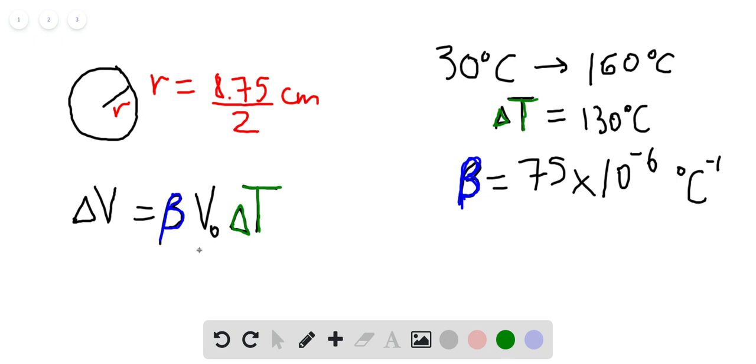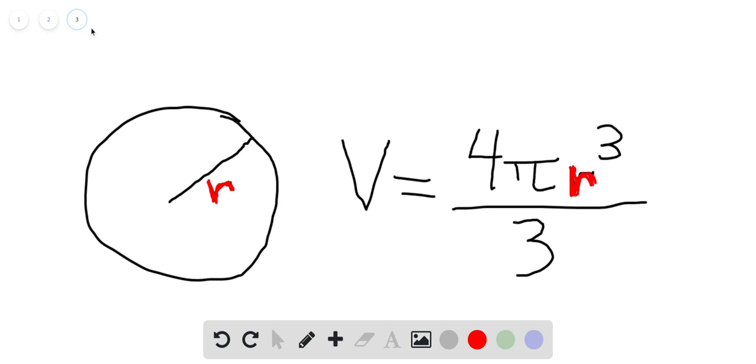Now what we need to find is V0, the original volume of the aluminum sphere. And the only thing they give us is the diameter. But here I've drawn the sphere, and instead of using the diameter, we will be using the radius. The radius is half the diameter, and so we simply divide 8.75 centimeters by 2. Now to find the volume of a sphere, there is an equation. It's 4 times pi times the radius cubed divided by 3.